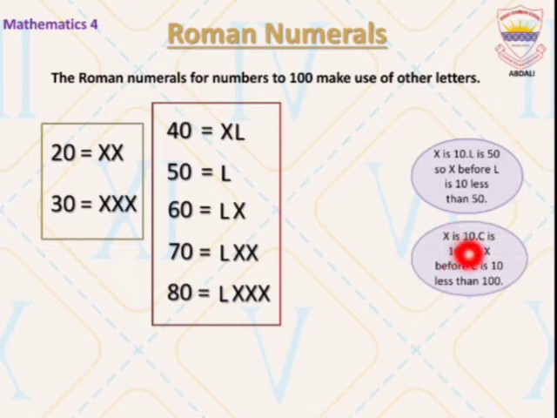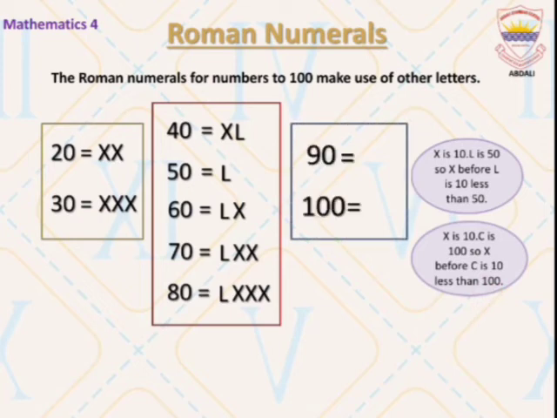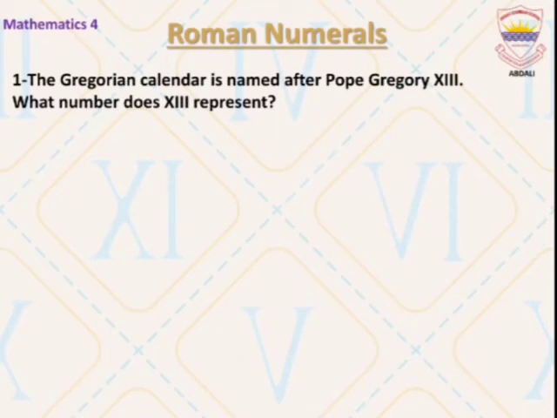X is 10, C is 100. So X before C is 10 less than 100. We take 10 from 100 and we get 90, that is XC. 90 is equal to XC. Remember it, students. Now students, let's start to solve our questions.